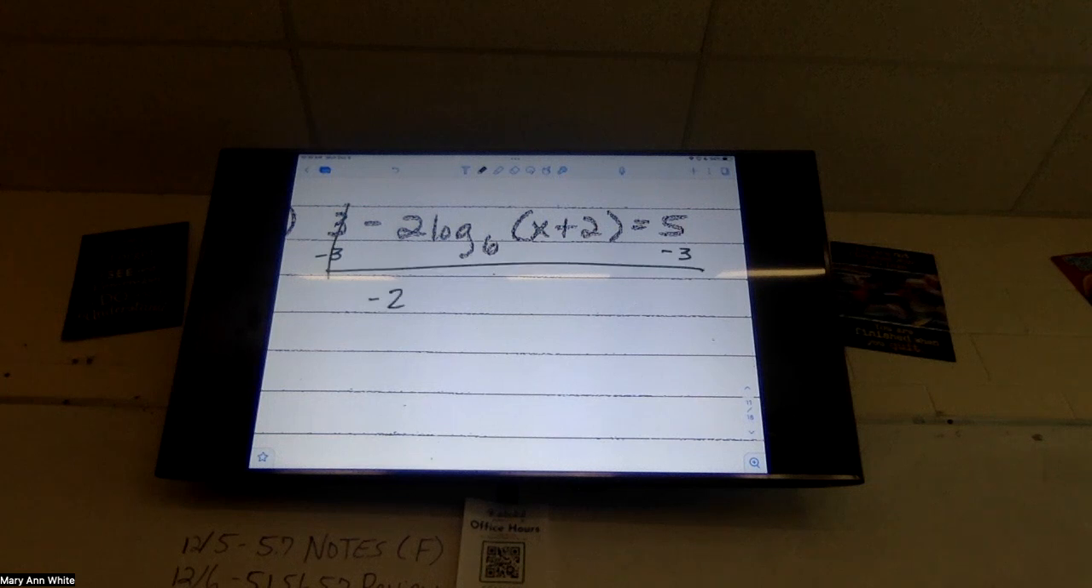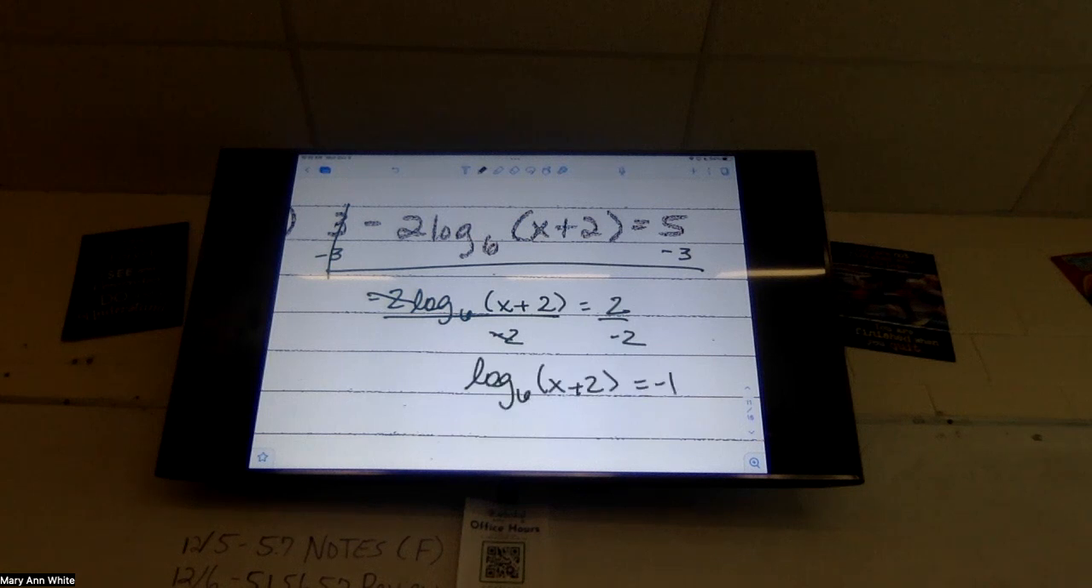So I get -2 log base 6 of x plus 2 equals 2. I wanna do one more thing to simplify. What else can I move? Brian? I wanna divide by -2, good, get that negative involved. -2 is gonna cancel, so I get log base 6 of x plus 2 equals -1.